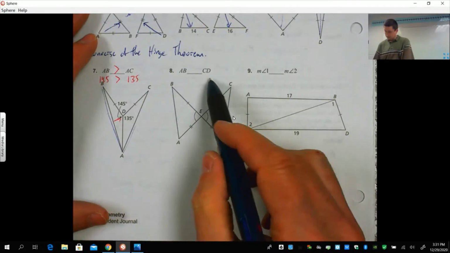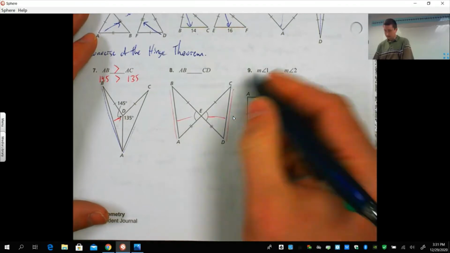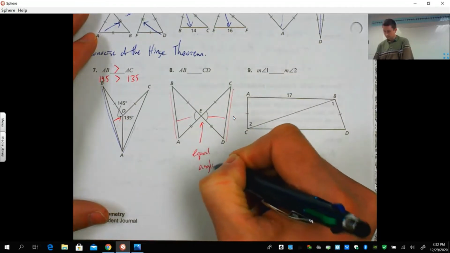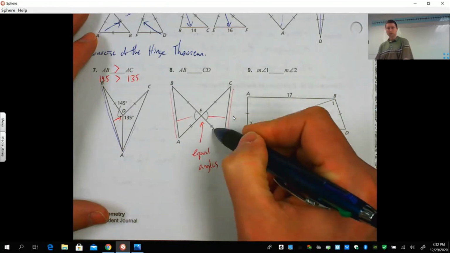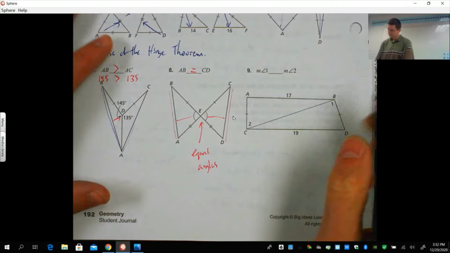Okay, AB and CD, they're opposite equal angles. So we have the side-angle-side congruence theorem. Side-angle-side congruence theorem. They have to be the same length.